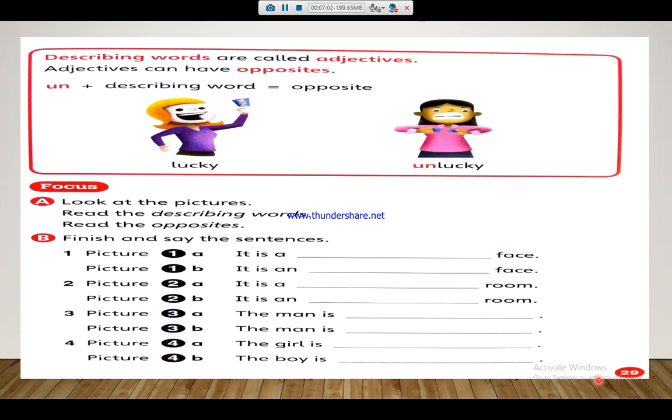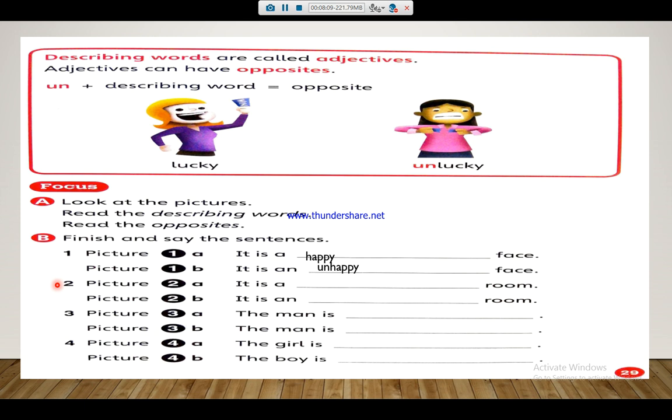Now I want you to open page 29 and let's look here. We have the word lucky and we are going to add the prefix or the beginning un for the opposite. So lucky and unlucky. Okay. In exercise letter B, we are going to play a memory game for the previous page. So do you remember the pictures? Okay. So let's try to remember together. So picture number one, letter A, it is a happy face. Very good. Happy face. Excellent. So picture letter B, it is an unhappy face. Excellent. Unhappy face.